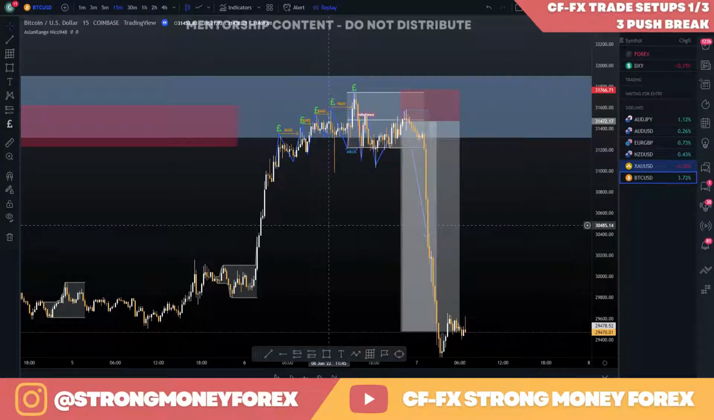These setups, you're not going to find them every single day. They're not going to be on every single pair. They're not going to be there all the time. But when you get them, they are absolute gold. You can get a nice tight entry.